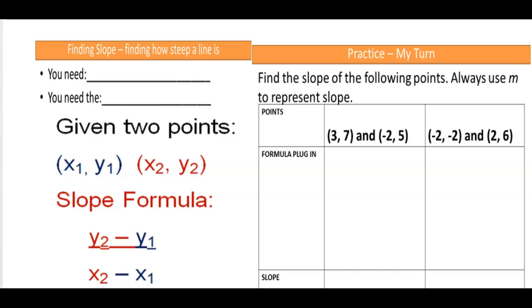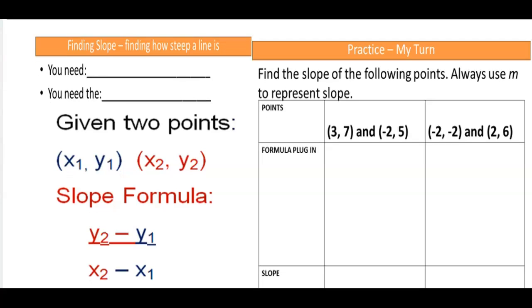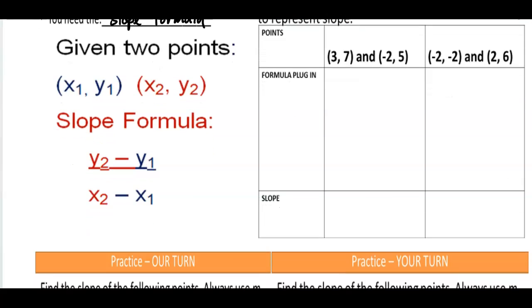To the back side. For finding slope, you first need coordinates. And then you need the slope formula. And the slope formula is your first coordinate, which we call x1, y1, and your second coordinate, which we call x2, y2. And your slope formula is, again, the change in y, sometimes called delta y, over the change in x, sometimes called delta x.